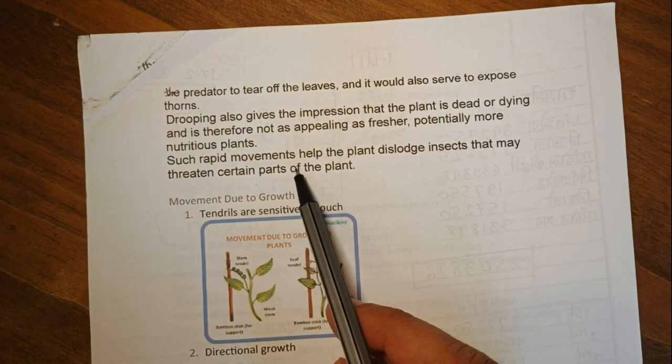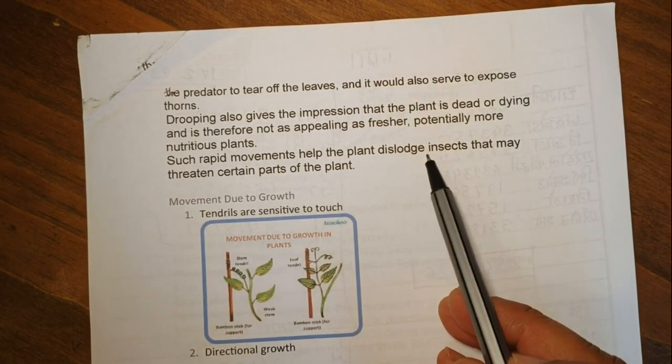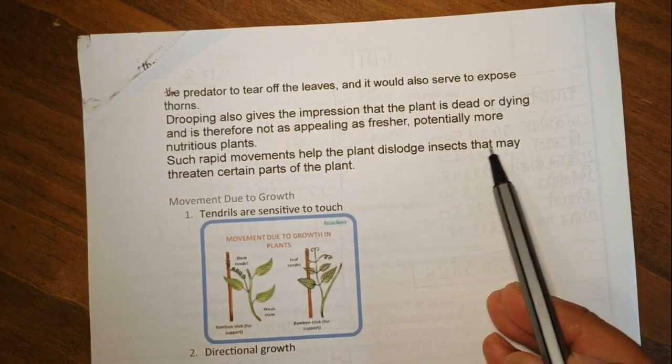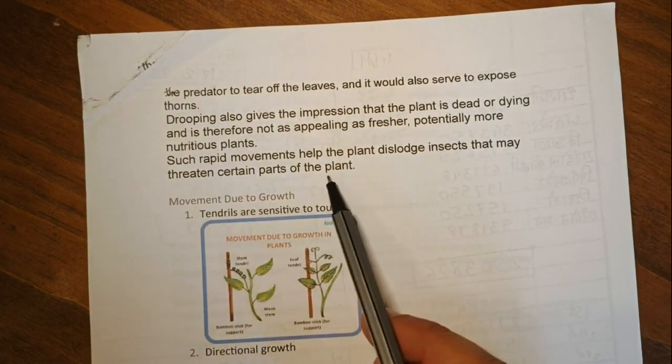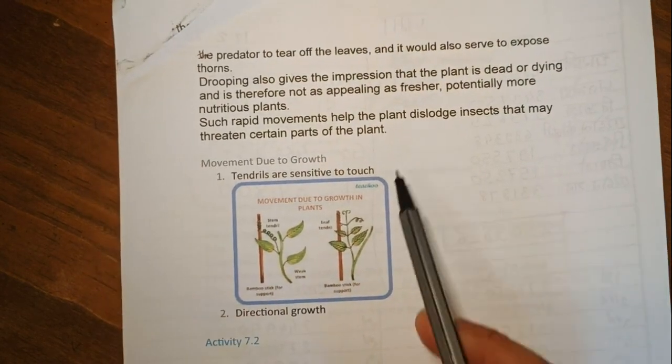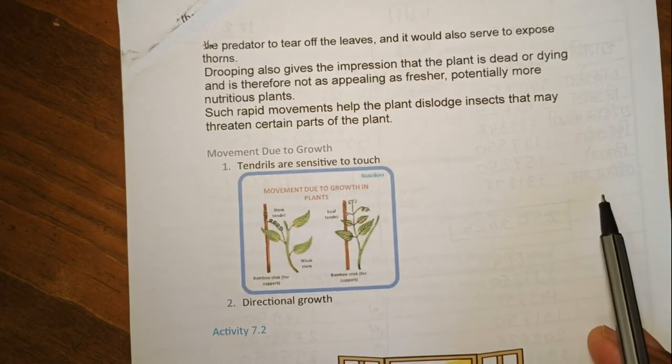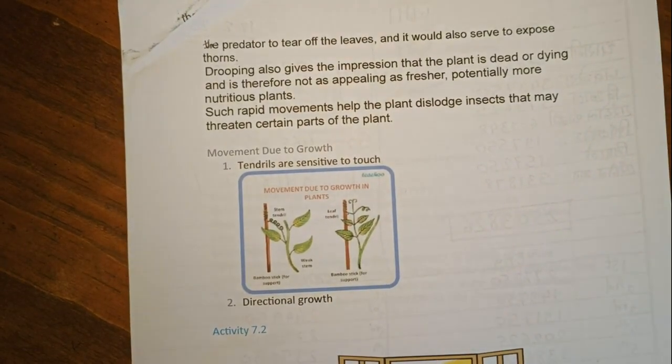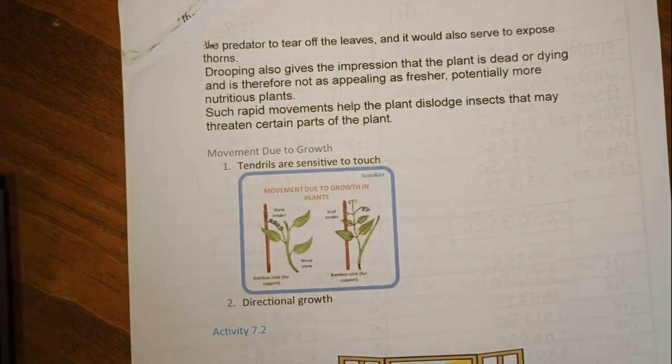Such a rapid movement helps the plant dislodge insects that may threaten certain parts of the plant. So it may just get rid of the insects because of the movements. Now we've seen this movement for the protection, that is not related to the growth. Now we'll see a few movements that are actually related to the growth.